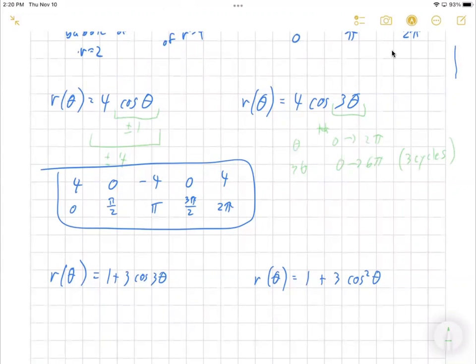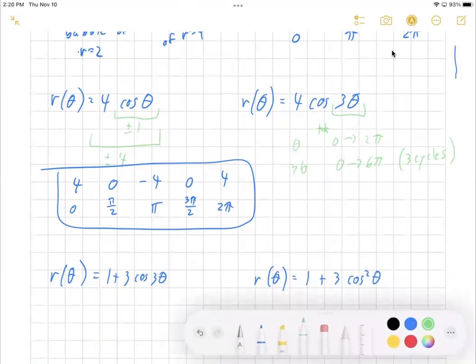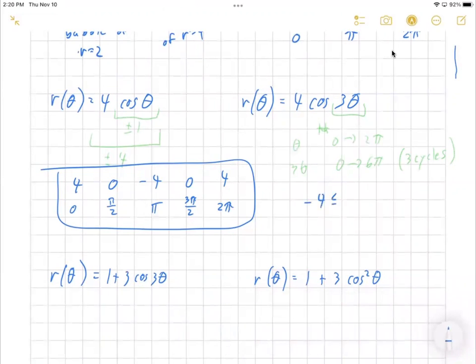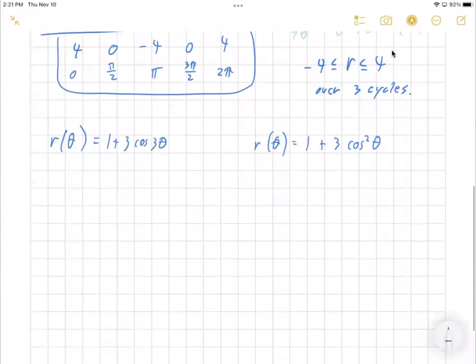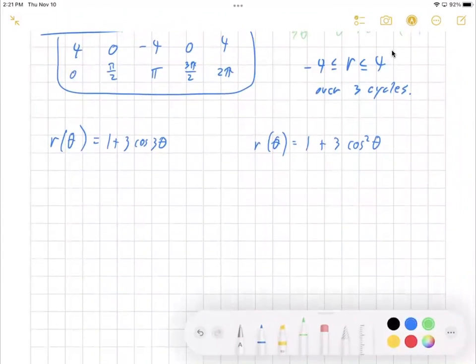Okay, so we're going to see something that oscillates between plus and minus 4. So -4 is less than or equal to r is less than or equal to 4, but it's going to do this over 3 cycles. So we're going to expect to see a lot more lobes because it's going to cycle more times than the previous example, right? Then we get down to these last two.